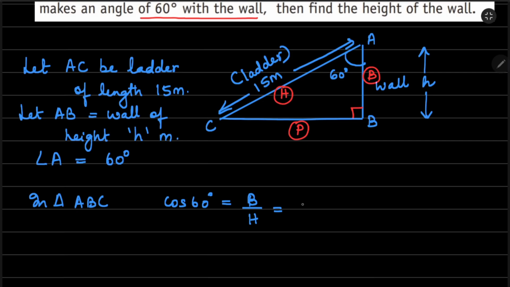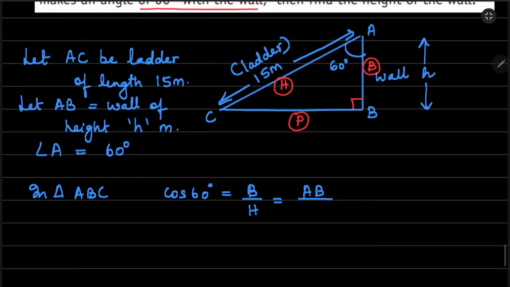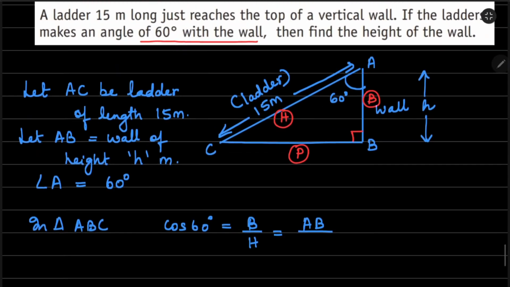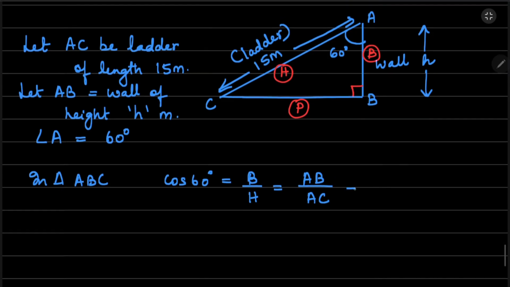Which is the base? AB is the base, because your perpendicular and base always depend on your theta angle. So this is your reference angle, this is your perpendicular. The side right in front of your 90 degrees is always your hypotenuse. So the third one will be your base. What is your hypotenuse? AC.